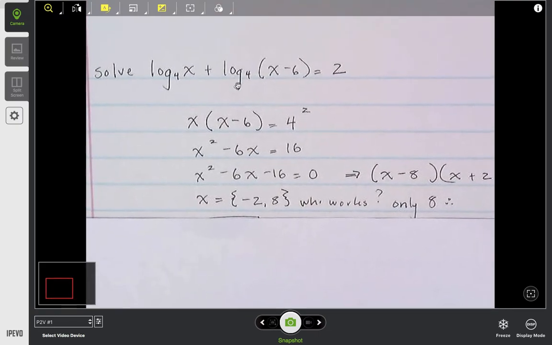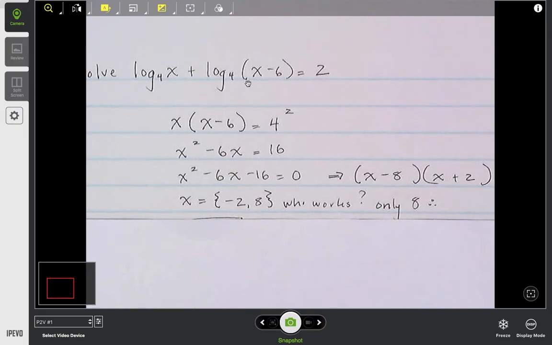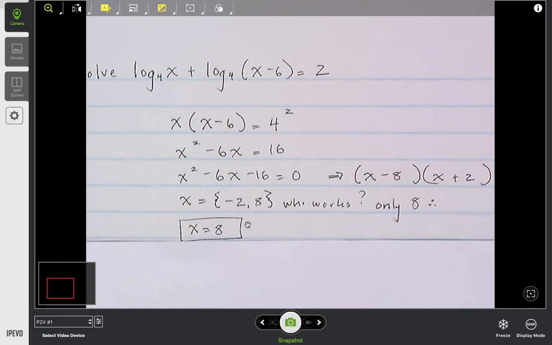But having studied the graphs of logarithmic functions, we are cautious about the domain. Imagine if you plugged in a -2 here, you'd have -2 minus 6, which is -8. You cannot take a base of 4, raise it to any power, and get an outcome of -8. So you're going to go ahead and dump that -2. It does not work. Only 8 works.